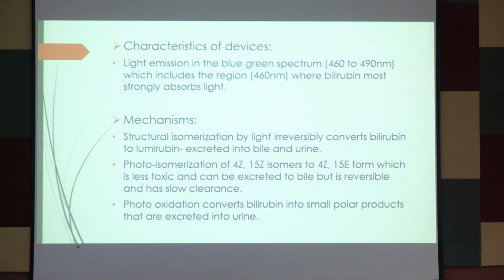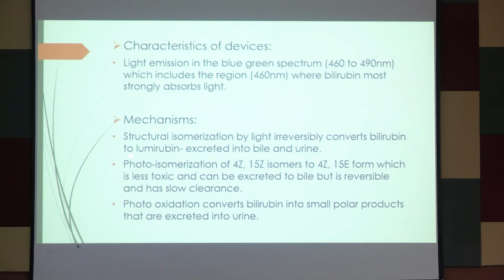Now, what are the mechanisms of this phototherapy? First and most important, the mechanism is structural isomerization. In structural isomerization, phototherapy converts the bilirubin to lumirubin. Lumirubin is water soluble. This is excreted in bile and urine. This is the main way of reducing indirect bilirubin.